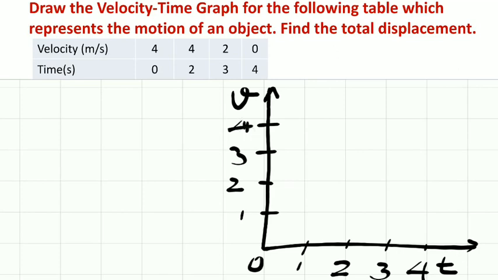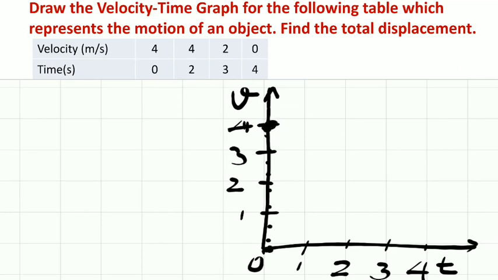Okay, now watch the table again. So this is the table. When time is 0, velocity is 4. The time is 0 at this point, the velocity is 4 at this point. So meet them. When we meet them, it intersects at this point. So we get this point. This is the point where velocity is 4 and time is 0.